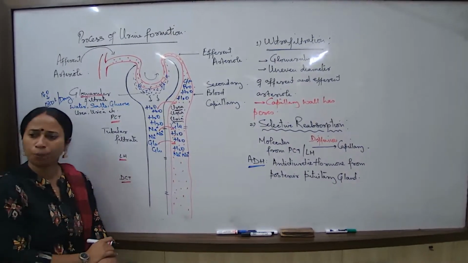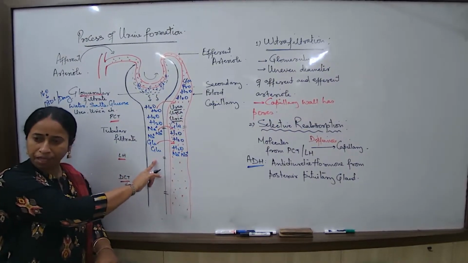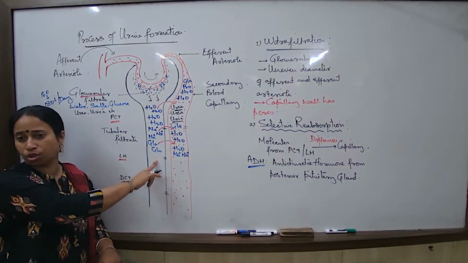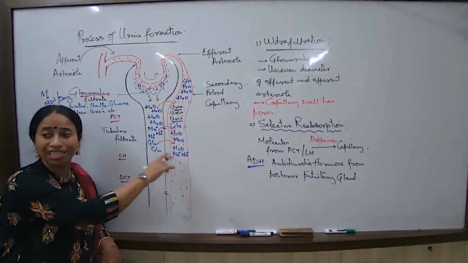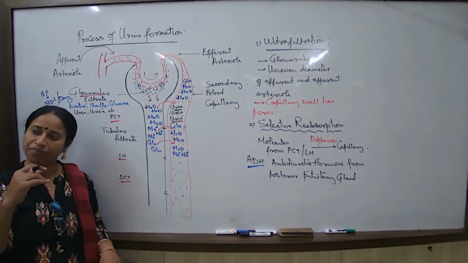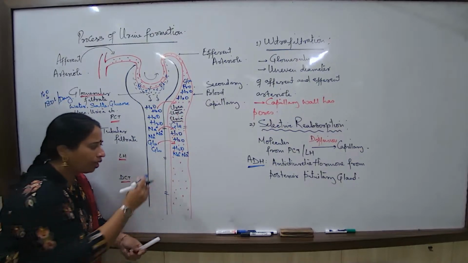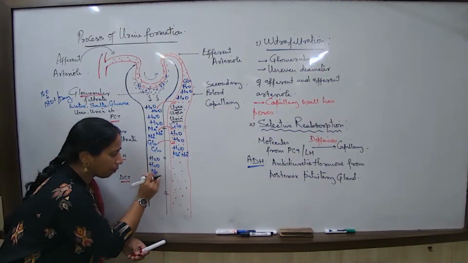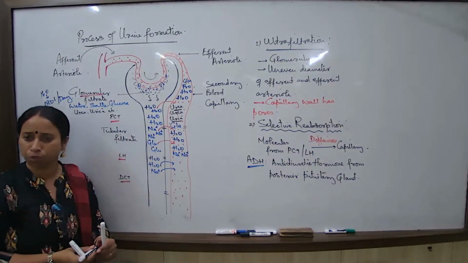Then what in the loop of Henle? By the time the fluid has come down to the loop of Henle, the fluid is still having a huge amount of water, and the blood also has not restored back all its amount of water and salts. So whenever we are comparing the loop of Henle and the surrounding blood vessel, what is the major process happening in the loop of Henle? The major process is reabsorption of the water.